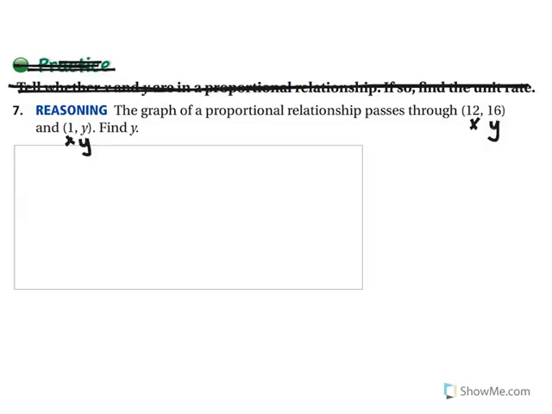I want you guys to think of this in terms of the fraction ratios. And if these are proportionate, they should equal each other. So I want you to set this up as one fraction equals the other fraction. And then I want you to solve the equation. Give it a try, see what you do.